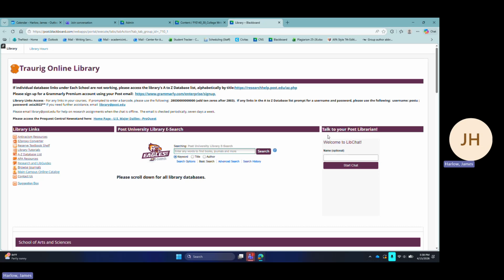And as it states in the rubric, when we grade these assignments, it says, did the student utilize the library's database collection? Because the research that's available here has been vetted and deemed appropriate for your assignment.